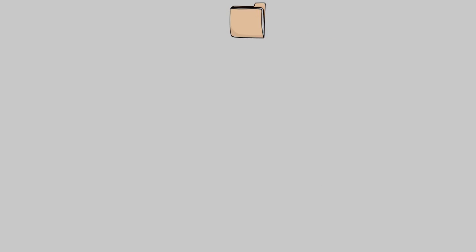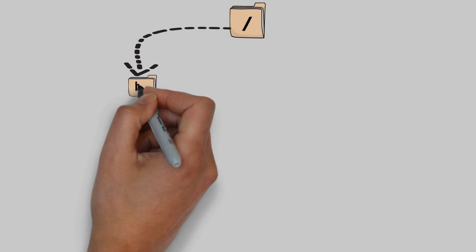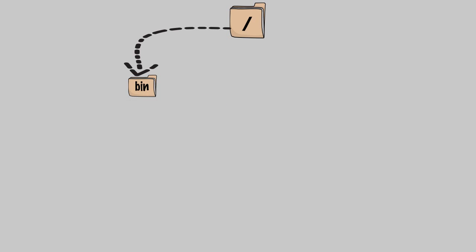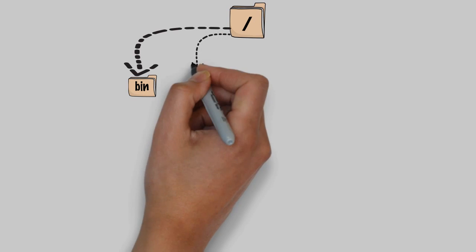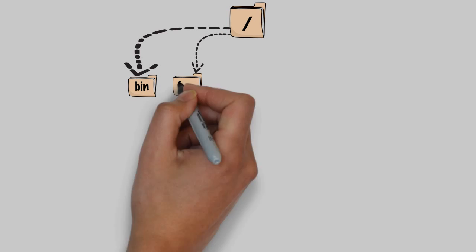First, we have the root directory, which is the beginning of everything. Underneath it, we will find many subdirectories. We will only cover a subset of those in this video. We can find the bin directory, which stands for binary. This directory contains executable programs and commands, which can be used by all the users on the system.